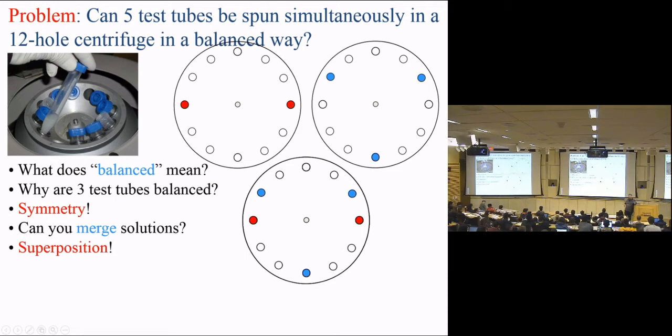But what's the real principle here at play? Extract a general principle from this. If you can spin K test tubes on 12 holes, what other number is guaranteed to be spinnable also in a balanced way? Generalize it. So K is possible. What else is possible? 12 minus K. How many get that? If you can spin 5, you can spin 7.